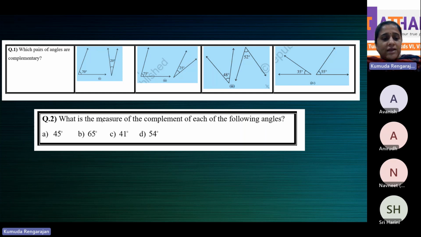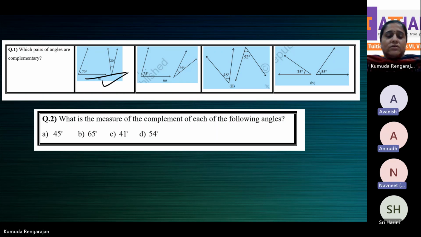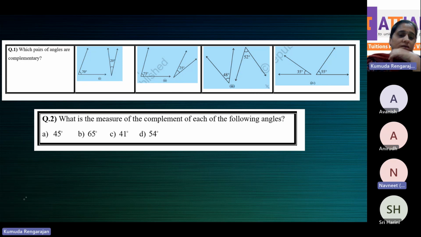Now these questions you can answer. The first one is, which pairs of the angles are complementary? So 70 plus 20 is 90. So they are complementary, correct? Yes, ma'am. Second one is no, ma'am. It's 100. Third one? No, ma'am. It's also 100. Yes, ma'am. Both, ma'am. Complement.